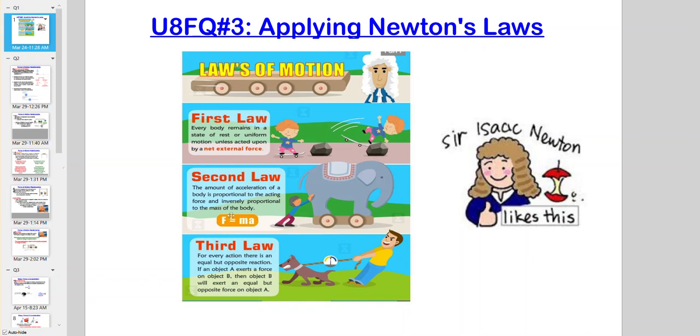Newton's second law we've seen. The acceleration of an object is directly related to the force applied to it and inversely related to the mass. And the third law, for every action there is an equal but opposite reaction. So in other words, if I am pulling on this leash with 10 newtons of force, then the leash is also pulling on me with 10 newtons of force.